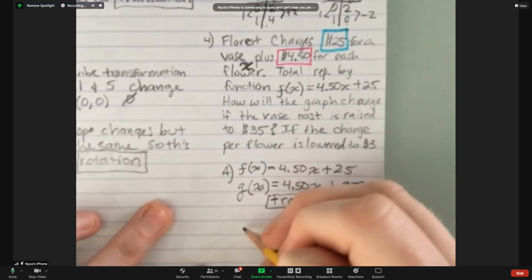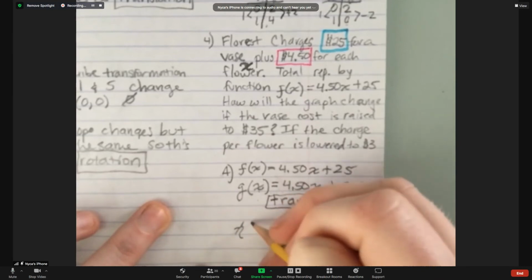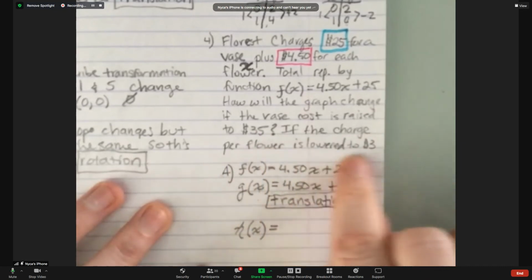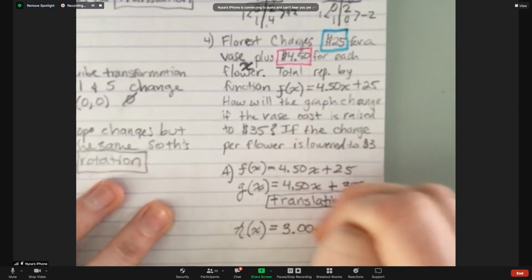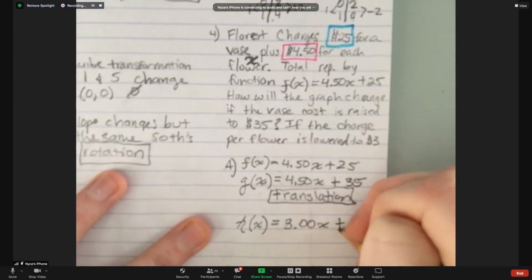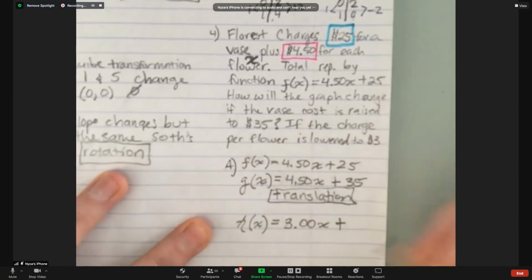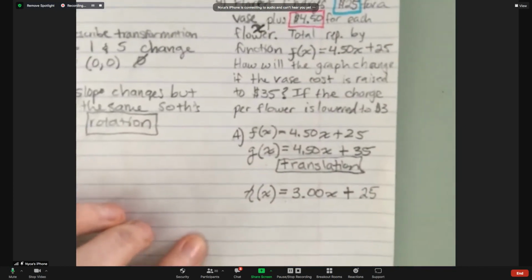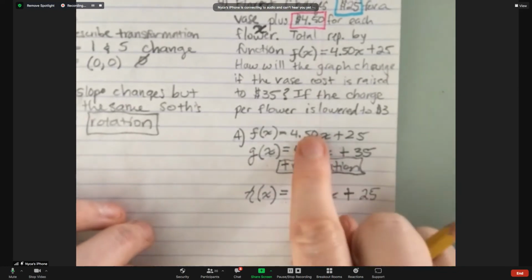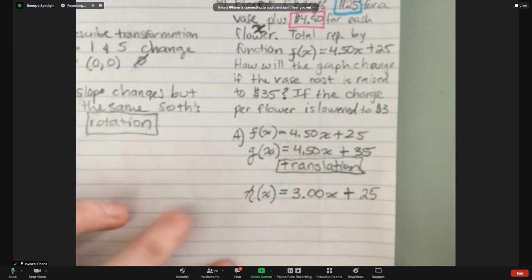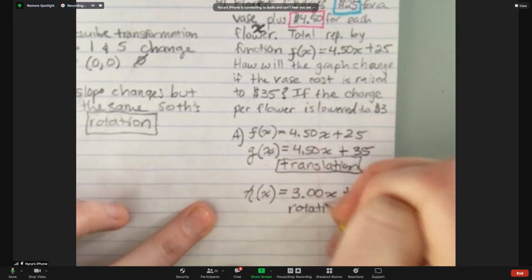This time, it's going to ask you to change the cost per flower, which is lowered to $3. I don't mind if you just put 3 or 3.00. It's fine. But this time, you're still paying the 25. So they just changed it to $3. If you were to spot that, what tells you the slope changed? Slope changed from 4.50 to 3, but the B stayed the same. So if your slope changes, but your B stays the same, that is rotation.